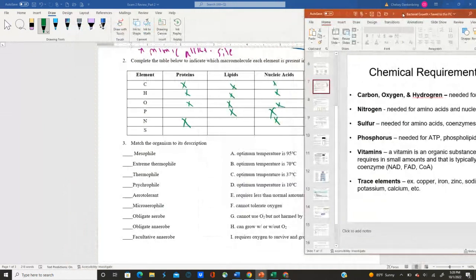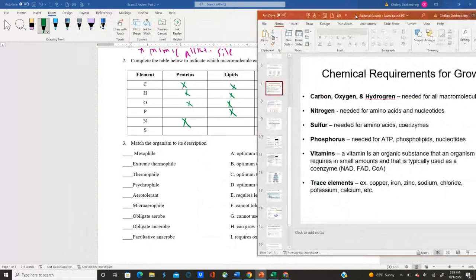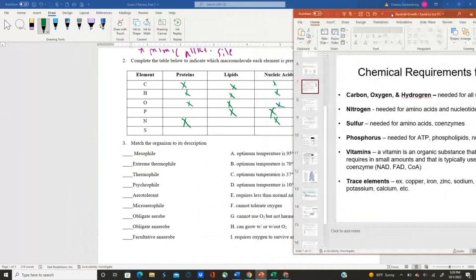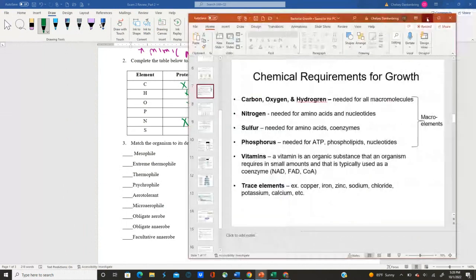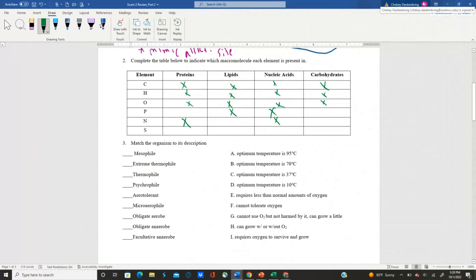So that's why, like with phosphorus, we have it on phospholipids and nucleotides. So that's why we put them right there. Okay, and that's why we did the same for our nitrogen. Okay, so for sulfur, this is really only important for our proteins.